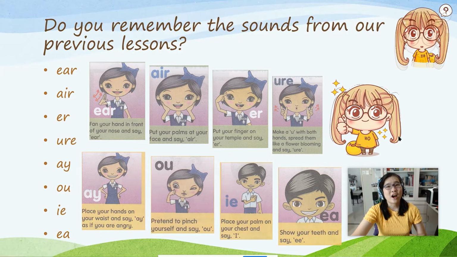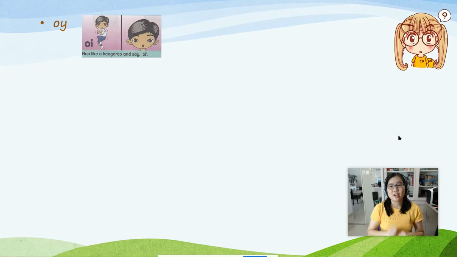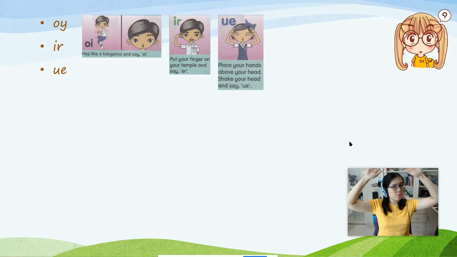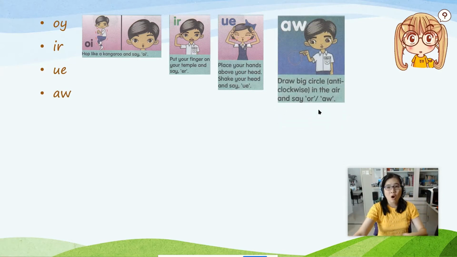Well done. All right, now let's look at the next 4 sounds. We have O-Y, oi. And then we have I-R, and we also have U-E, ooh. And then one more, A-W, O.